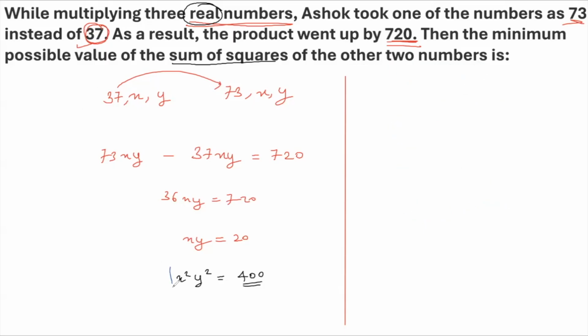So given that x square y square is 400, if I ask you what is the minimum value of x square plus y square, that will happen when these two numbers will both be equal, and that will be 20 each. So the minimum value of x square plus y square is 20 plus 20, which is equal to 40. And that's the answer to your question, 40.